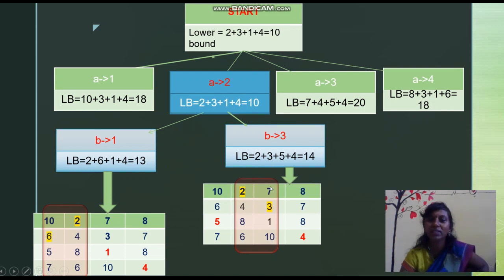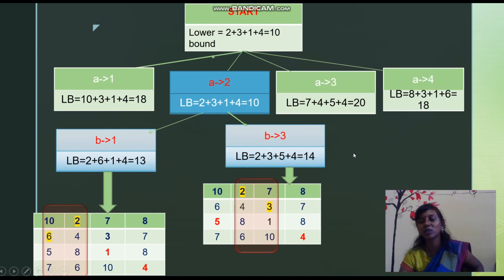Now we are trying with B for job 3. So for B, job 3 is 3. So 2 is already allocated plus 3. C is for job 1 and 4. So 5 plus 8. So 5 is minimum, so taken. Now for person D, 7 and 4. Minimum is 4. So it is taken.